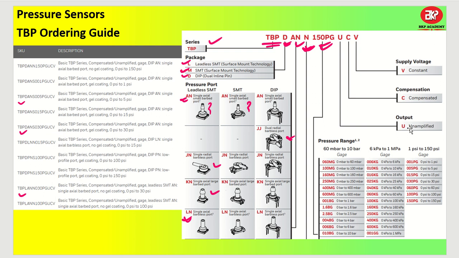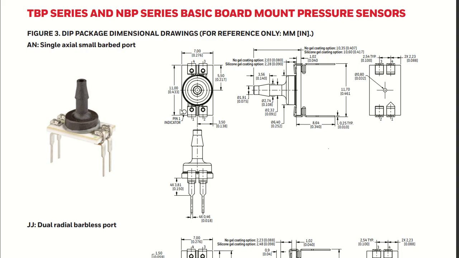Then it is unamplified, that's why it is U, and this is compensated, that is C, and V means constant voltage supply. There will not be a variable voltage supply; we will be putting a constant voltage supply. The very best thing is that the Honeywell website also gives this. Let me take you to the Honeywell website.